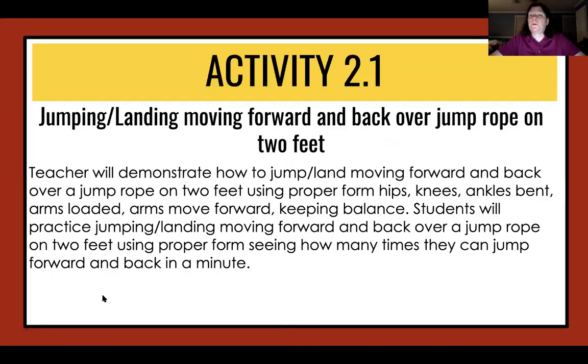Jump and land, moving forward and back, jumping over the jump rope on 2 feet. The teacher will demonstrate how to jump and move forward and back over the jump rope on 2 feet using proper form: hips, knees, ankles bent, arms loaded, arms moving forward, keeping balance. The student will practice jumping and landing, moving forward and back over the jump rope on 2 feet using proper form, seeing how many times they can jump forward and back in a minute. Here's how it should look.